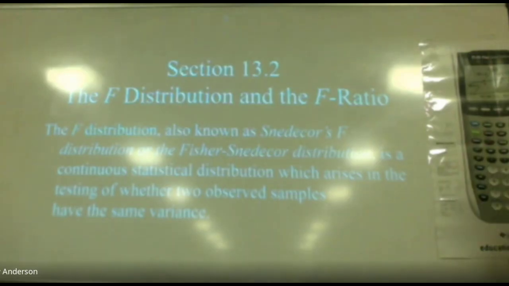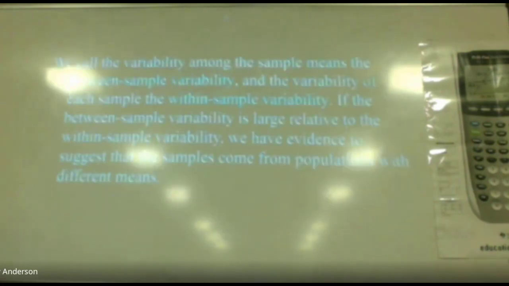The F distribution, which is also called Snedecor's F distribution or the Fisher-Snedecor distribution, is a continuous statistical distribution which arises in testing whether 2 observed samples have the same variance. So that's just explaining that we're going to be using this F distribution. If we did all the little calculations on this, we would be using the F distribution more. We're not going to do that. We're going to use the calculators and let them do the work for us.